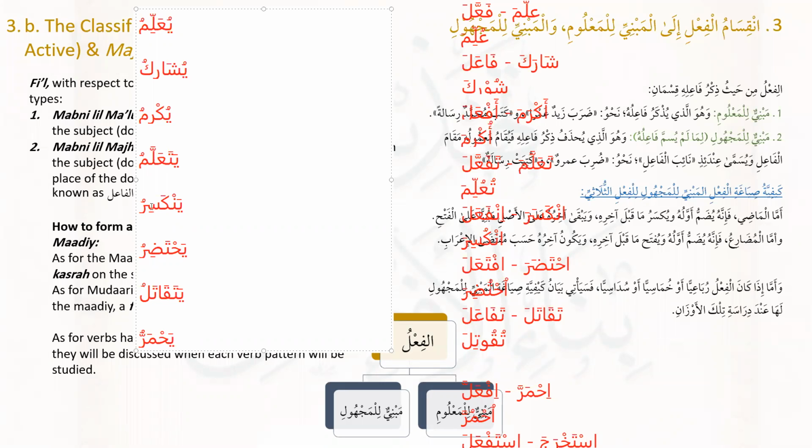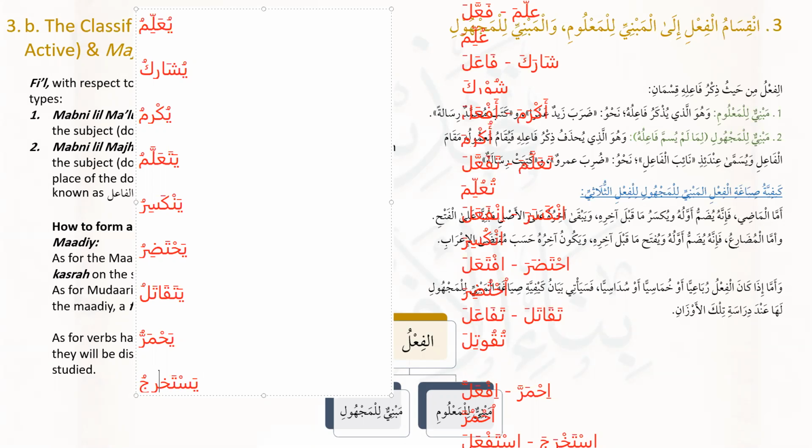مبني للمجهول, but just alhamdulillah, mashallah, students already know the mudari. This can be a practice of deriving the mudari. طيب استخرج, what is the mudari of استخرج? يستخرج. أحسنتم جميعا, بارك الله فيكم.